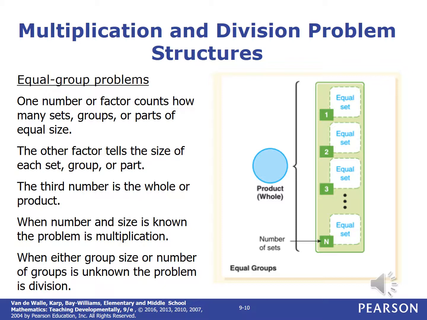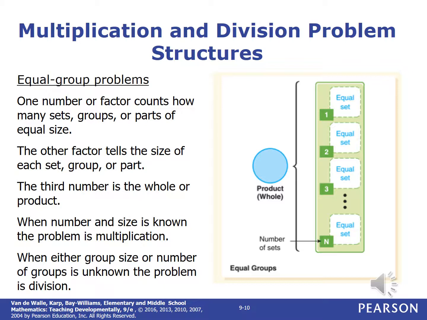It is important to know that these structures are used not only for multiplication but also for division because they're inverse operations. Within the equal group problem, which is usually the first way that multiplication is introduced, you have one number, which we call a factor, and it usually represents how many groups are involved. The second number or factor tells the size of each of these groups. And the third one, which is your product, tells the total within all of the groups.